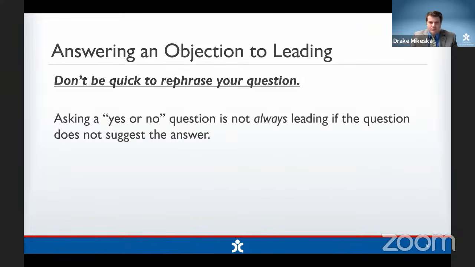And this, again, something we've already touched on, but with regard to answering an objection to leading, asking a simple yes or no question is not necessarily leading, right? Leading has to infer the answer. So if it's just yes or no, and the way the question is worded allows them to answer yes or no, it doesn't necessarily mean that it's a leading question.